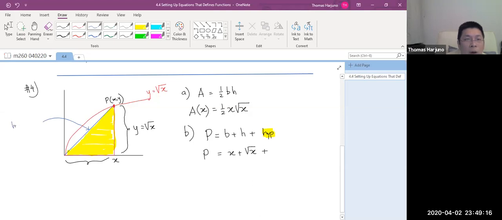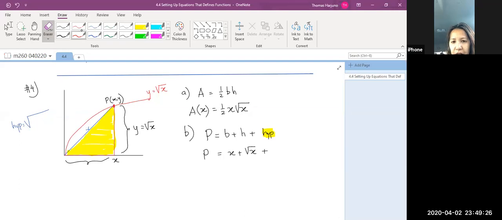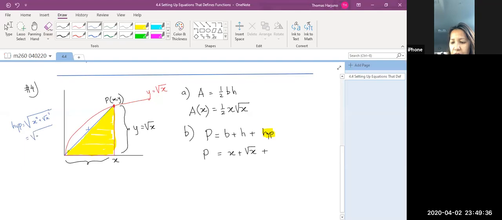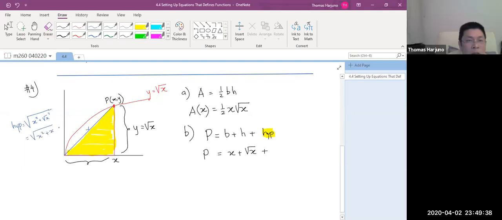So the hypotenuse will be square root of x squared plus the square root of x, squared, right? Yes. But that will be square root of x squared plus x. So that's what I put here. That's square root of x squared plus x. Now, that's our perimeter function.